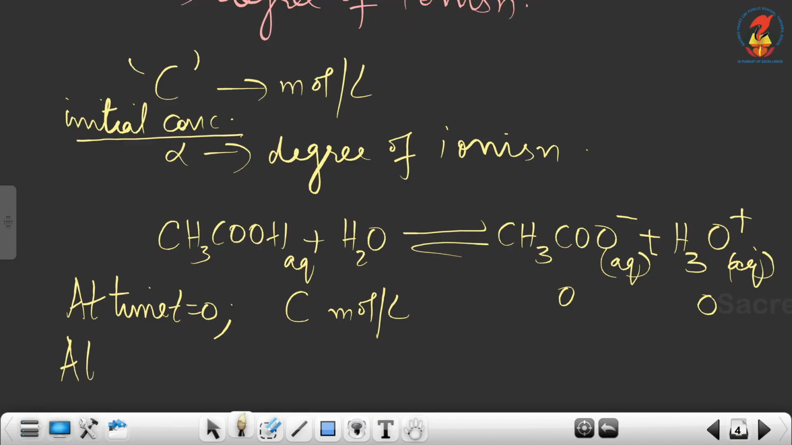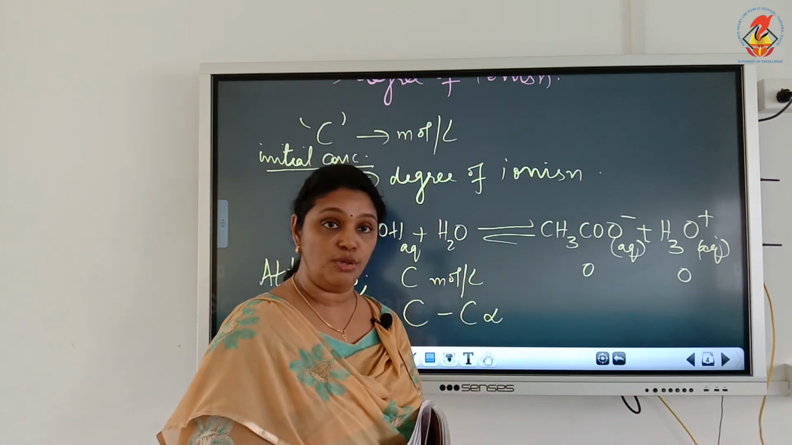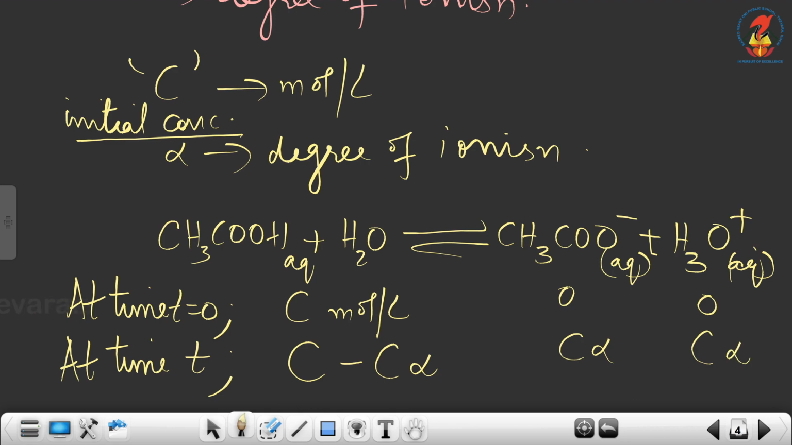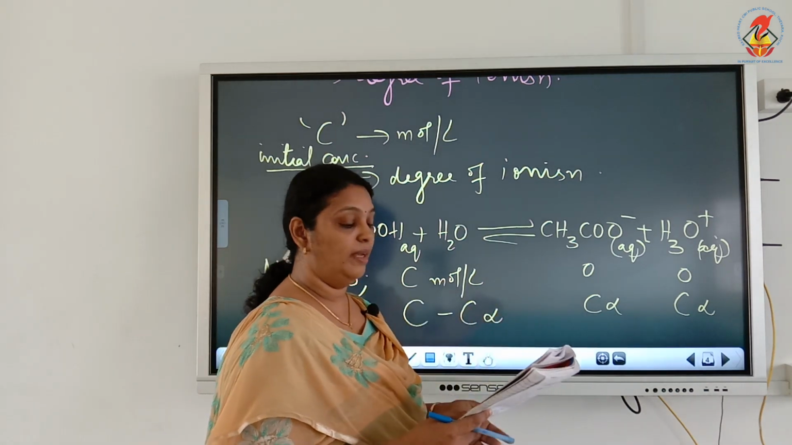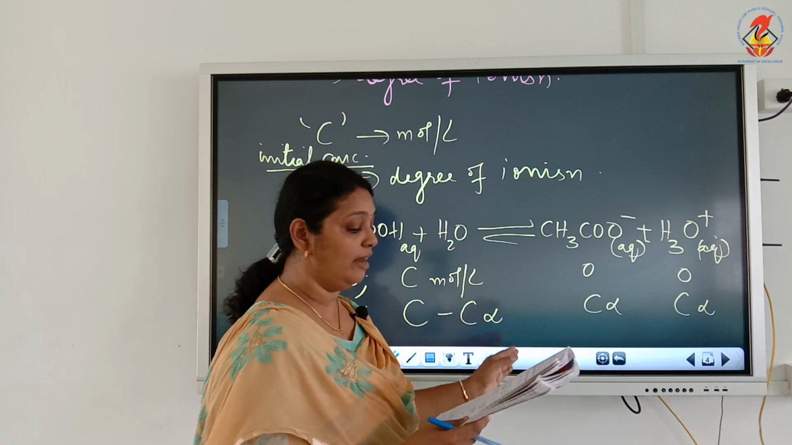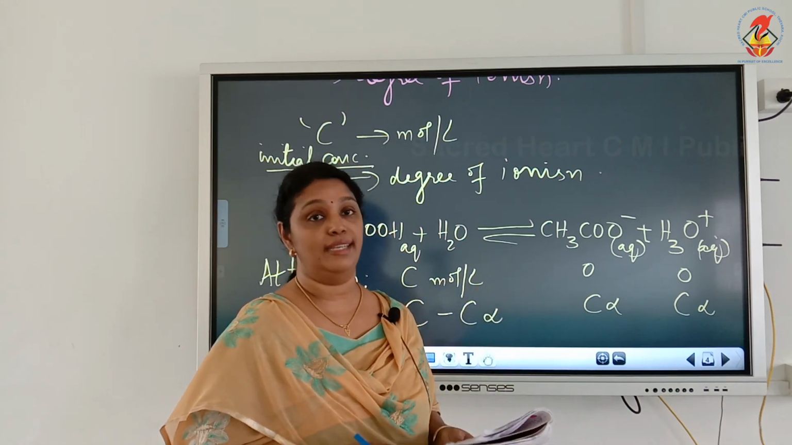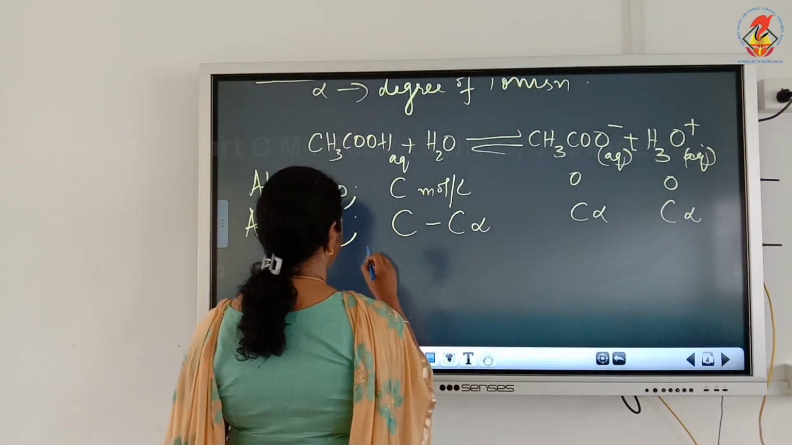So at time t, here the CH3COOH concentration will be C minus C alpha, because from C mole per liter, C alpha got dissociated. So when C alpha gets dissociated, what is the concentration of acetate ion and H3O plus ion produced? That will also be equal to C alpha, C alpha. So C alpha represents the equilibrium concentration of ions, and C minus C alpha represents the equilibrium concentration of undissociated acetic acid. Okay, now I am going to write the expression for Ka, that is the dissociation constant of weak acid.